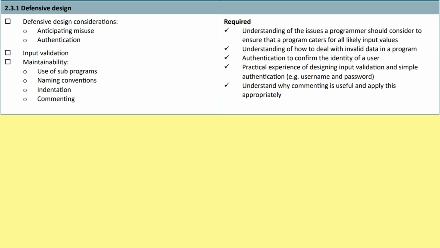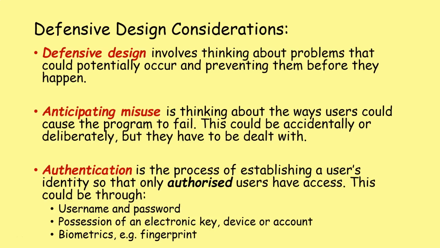2.3.1 Defensive Design. Defensive design considerations. Defensive design involves thinking about problems that could potentially occur and preventing them before they happen. Anticipating misuse is thinking about the ways users could cause the program to fail. This could be accidentally or deliberately, but both have to be dealt with. Authentication is the process of establishing a user's identity so that only authorized users have access. This could be through username and password, possession of an electronic key, device, or account, biometrics, for example, fingerprint scans.